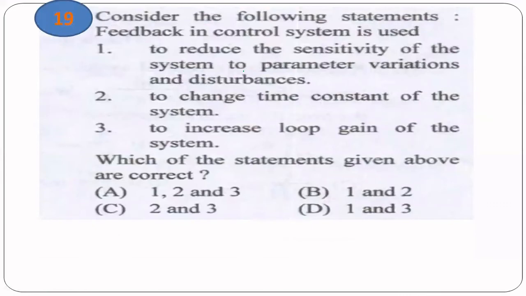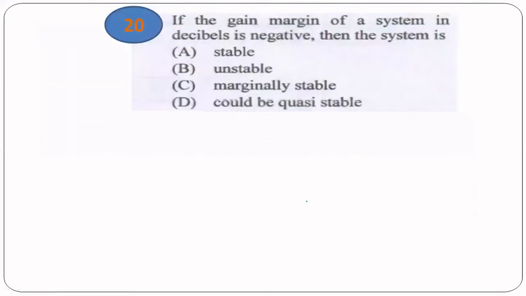Now, this is with respect to feedback in a control system. For all the purposes it is required. It is actually required to reduce the sensitivity of the system and also to increase the loop gain. So the expected answer for this question is options 1 and 3, which is option D. Let us look into the last part of solution in this series.